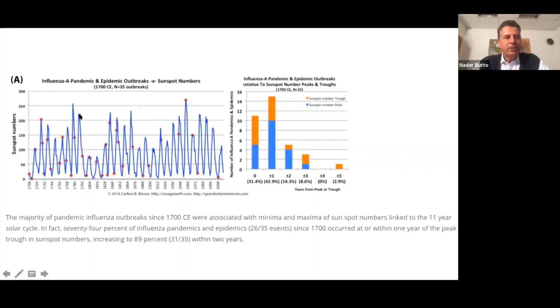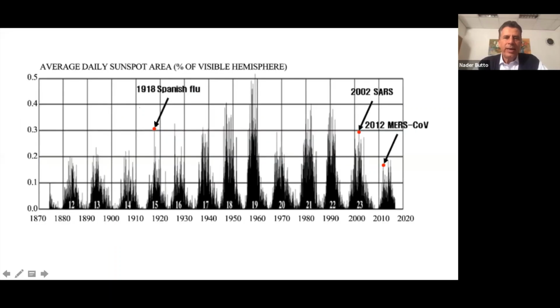These pandemics are directly related to the number of the spots on the sun. The pandemics appear not only at the peak, but also in the trough, the lowest part of the number of these sunspots. So it's right that the majority of the pandemic influenza outbreaks happened to coincide with the minima and the maxima of the sunspot number. So we have minima, we have maxima. The minima is when we have almost no sunspots. Here we have another diagram that shows the area of the sunspots correlated to the different pandemics in the past.